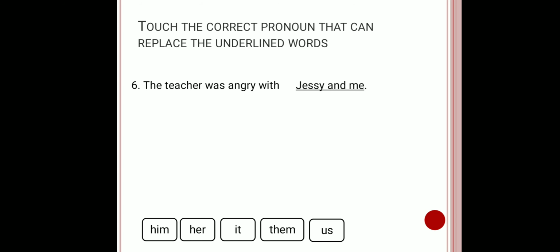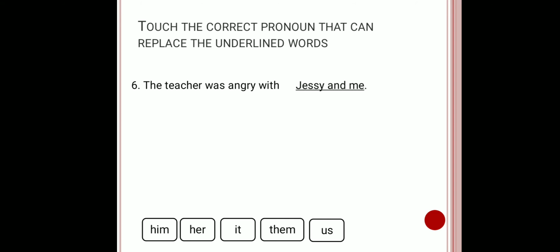Oh, the teacher was angry with Jesse and me. In this part, we are going to talk about the object pronouns. Why? Because it's at the end of the sentence and it appears after the verb. So, Jesse and me. The teacher was angry with Jessie and me.